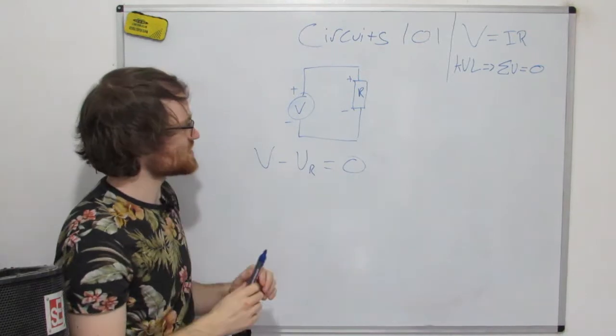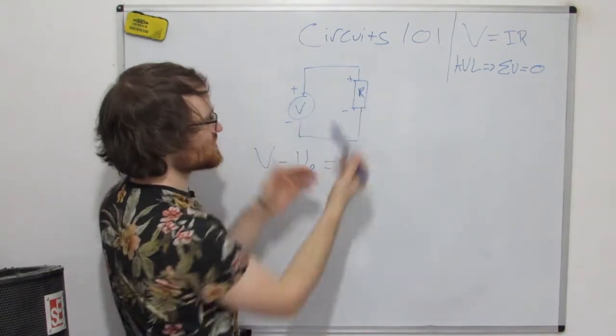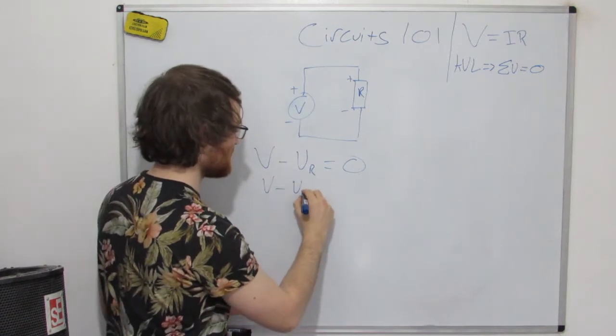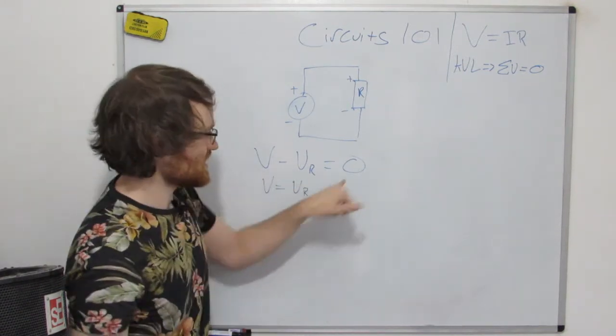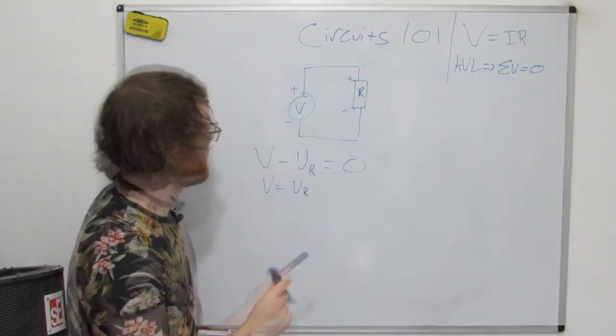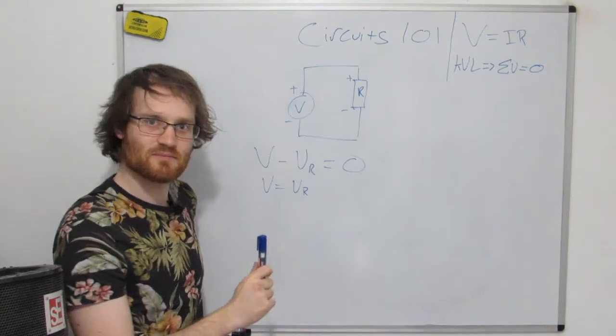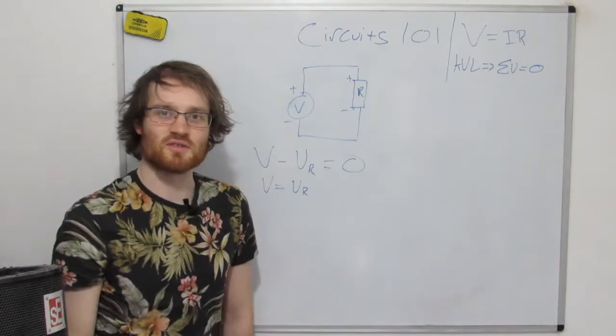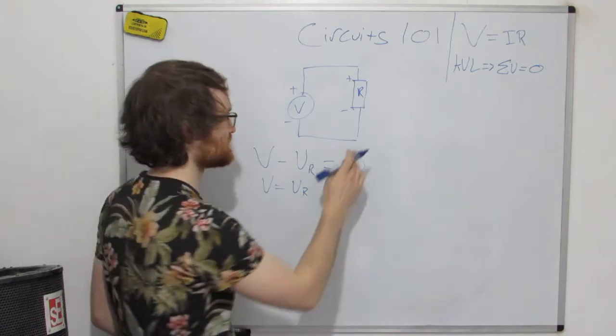Because we know that these voltages add up to 0, so this is a source and this is a drop, we can then rewrite this as V equals VR. Because by just taking this over that side, adding VR to both sides, however you want to think of it. And so this intuitively should make sense to you, because we've got this voltage here, and it's all dropped across this resistor because there's nothing else to drop it across.